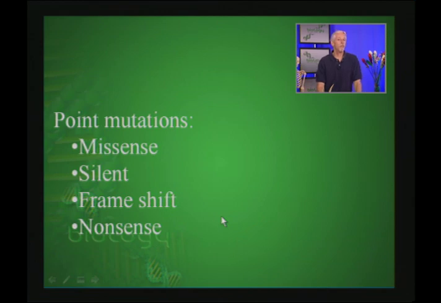A point mutation is a mutation that occurs to a single nucleotide. It's a single nucleotide alteration. And these point mutations are of various types. There are missense mutations, which we will discuss in a moment, silent mutations, frameshift mutations, and nonsense mutations. So let's look at some examples of point mutations and the consequences of point mutations.